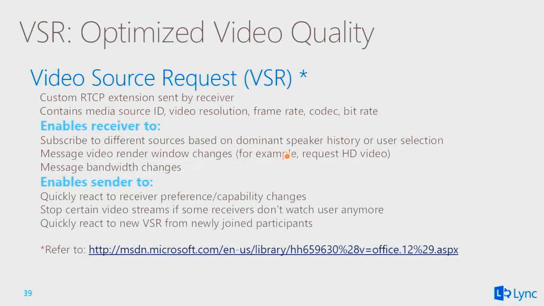It allows the receiver to quickly ask for a different combination of resolution and frame rate when he changes the screen from a default screen to full screen, right, so that he can render it. And also when there's a bandwidth change, I can ask for a different bit rate, and it allows the sender to quickly react to that, right? Especially when you have a lot of participants in a conference.